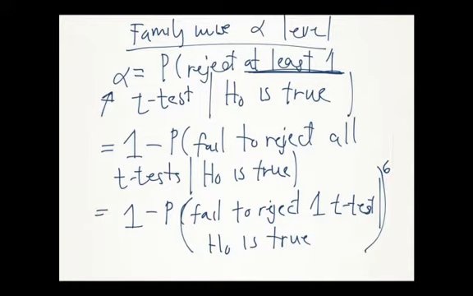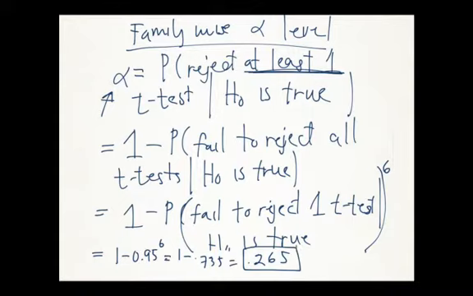So now, what does that look like? That is equal to 1 minus 0.95 to the 6th, which is equal to 1 minus 0.735, which is equal to 0.265. So now this is our family-wise error rate.